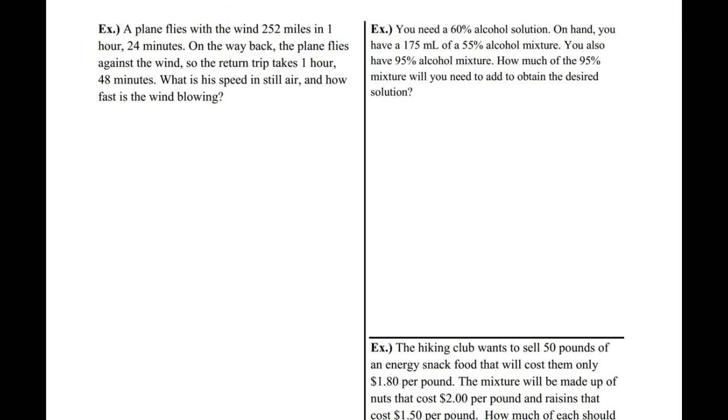Let's read the problem. A plane flies with the wind 252 miles in 1 hour, 24 minutes. On the way back, the plane flies against the wind, so the return trip takes about 1 hour, 48 minutes. What is his speed in still air, and how fast is the wind blowing?